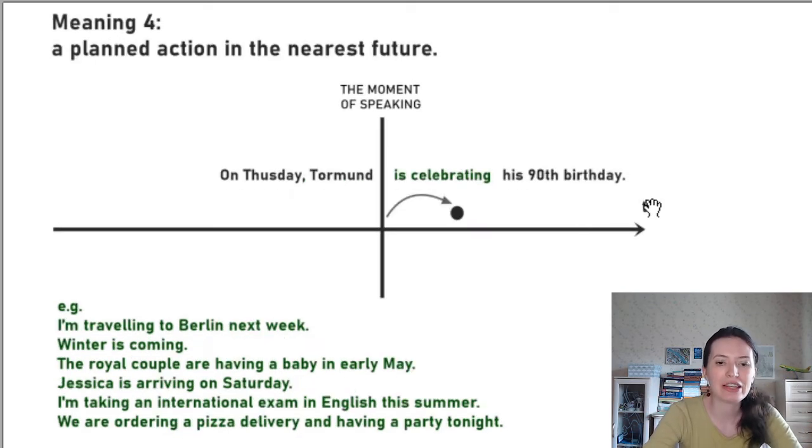The last meaning, the fourth meaning, is a planned action in the nearest future. That means that you look at some point in the future which is not far away, and you have already started some preparations for it, and you can say that the action is planned. Don't mix it up with the phrase I'm going to. I'm going to is a lexical phrase. This one is a grammatical means, right? I'm going to means I want to.